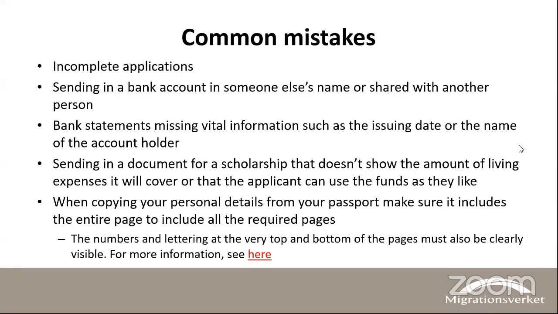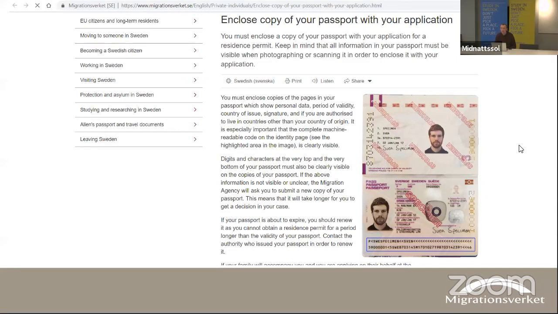When copying your personal details from the passport, please make sure that it includes the entire page. So all the details of the passport page must be visible. The numbers and the letters at the very top and bottom of the page should be clear, and the passport copy should be in good quality. I'll just show on the screen what the page looks like, and I will send a link to all the participants as well. So this is what the Migration Agency website looks like, and this is what your passport should look like, having all the numbers and everything.